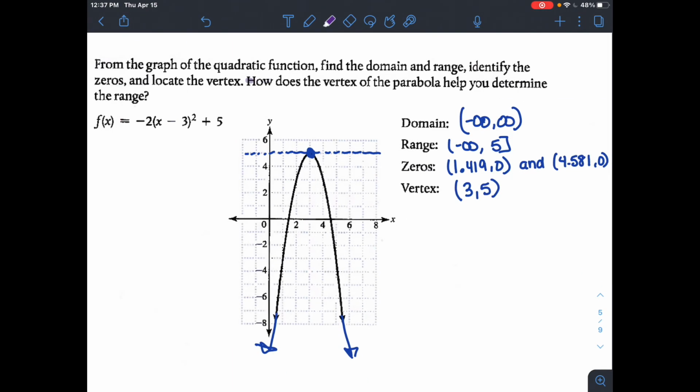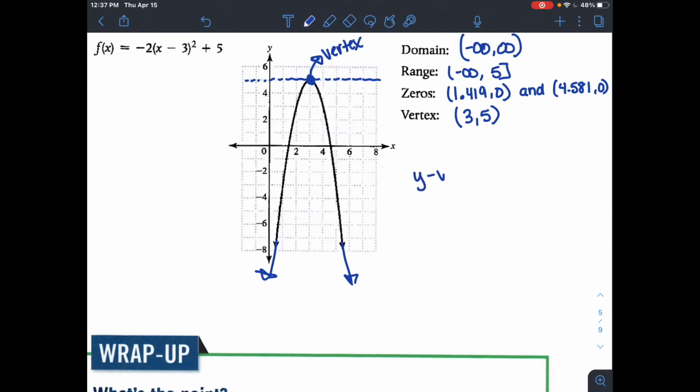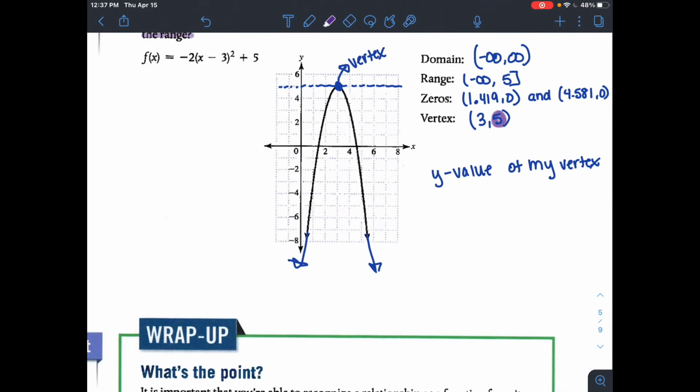Now, the last question asked us, how does the vertex of the parabola help you determine the range? So here's my vertex, and hopefully you're able to see that the y value of my vertex. So my y value of my vertex is also going to be the y value of my range. Okay?